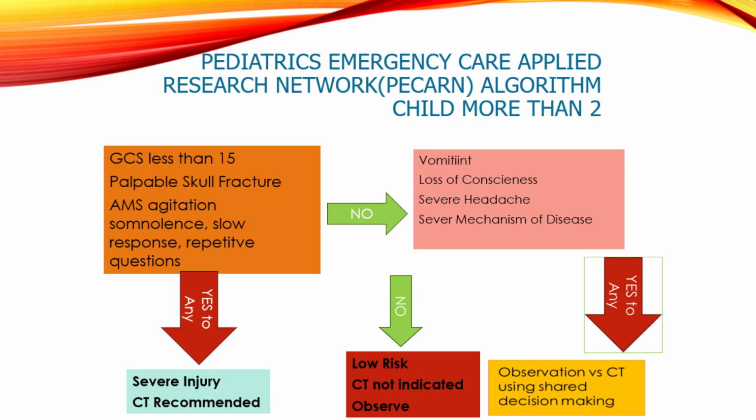If a child has no signs in the orange box, they are evaluated for signs in the pink box. If they have any of these signs, intermediate risk observation is required, and a CT scan would be indicated based on shared decision-making, like a physician's experience and the history of severe mechanism of injury, or if they have 2 of the signs.